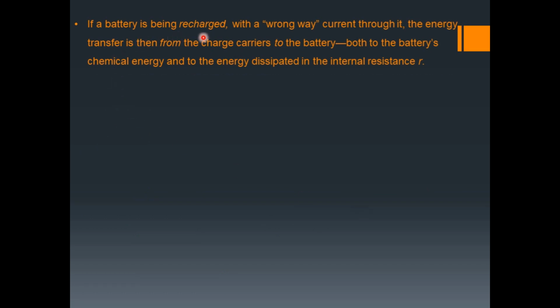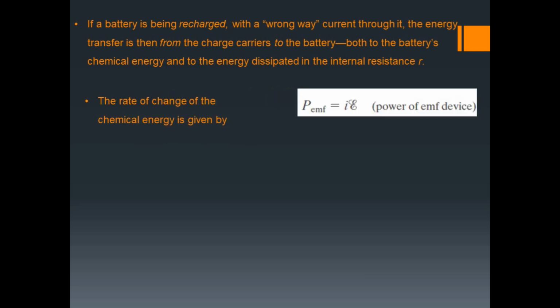Now if a battery is being recharged the wrong way, a wrong way means you push the charge carriers back into the battery, then the energy transfer is from the charge carriers to the battery. It means the energy will be transferred from the charge carriers to the battery, both to the battery's chemical energy and the energy dissipated in the internal resistance. So the energy transferred from the charge carriers will be added to the chemical energy of the battery and the energy dissipated in the internal resistance.